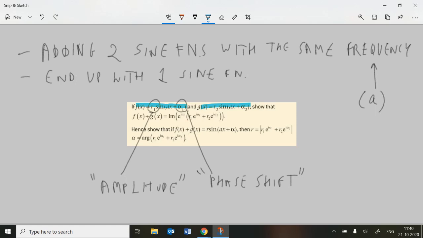Okay, so let's just recap what we're talking about here. We've got two sine functions. We're adding them together. We get one sine function. We no longer have R1 and R2. We just have R. We no longer have alpha 1 and alpha 2. We have alpha. And we find the alpha and we find the R through this formula here and this formula here.